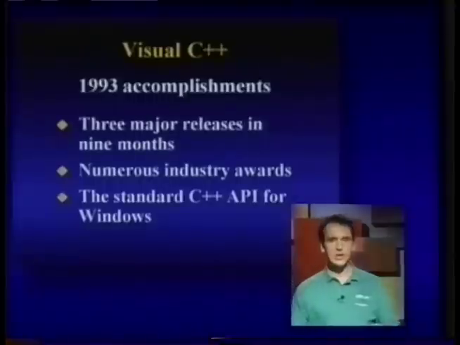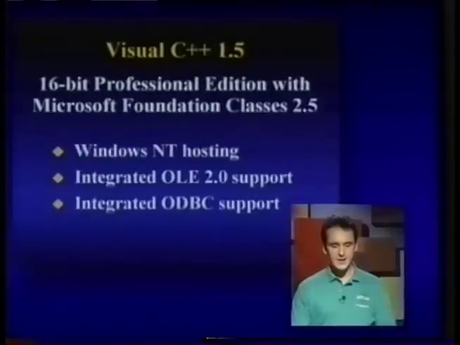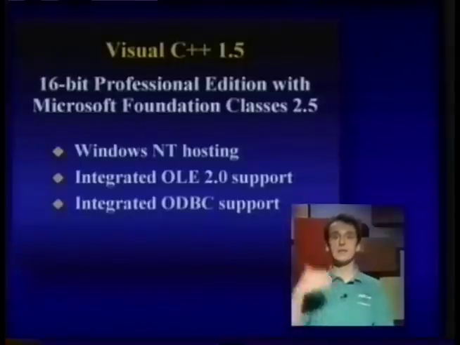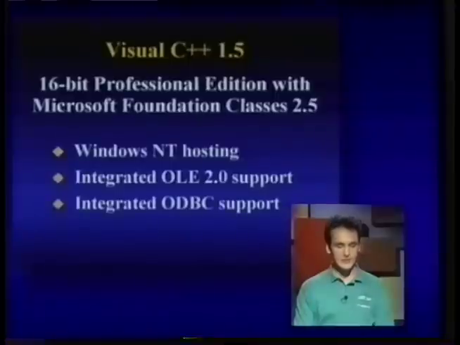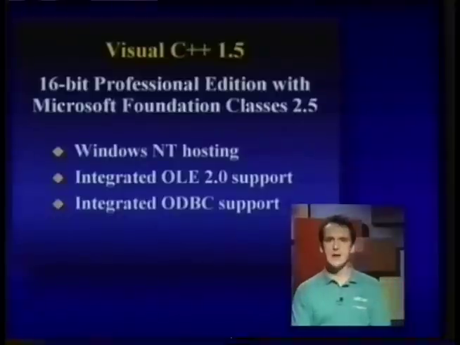Let's have a look at what's in this new release of Visual C++ version 1.5. As I mentioned before, it's a 16-bit development system. It replaces the Professional Edition version 1.0 from earlier this year. And there are really three big features that I'd like everybody to remember when I'm done with this presentation.